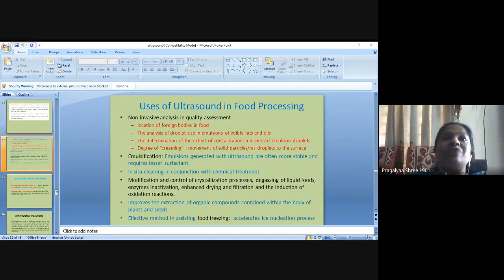So these are all the non-invasive analyses, and next comes the high power emulsification process. High power ultrasound makes cell disruption, emulsion formation and quality analysis possible. Emulsification is the first thing. The emulsions generated with ultrasound are often more stable, and they require less surfactant.